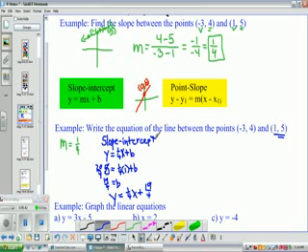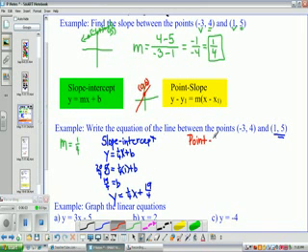Most people do like slope-intercept, or they kind of default to that one. My only concern with slope-intercept is that a lot of students forget to rewrite the equation. You find the slope, you find the y-intercept, and then you stop and you don't write the final equation. So make sure you write the final equation.